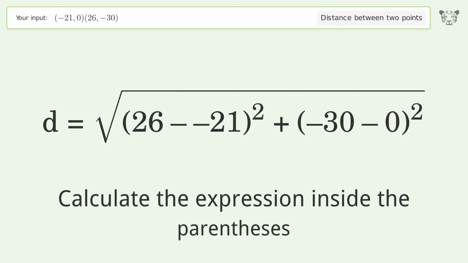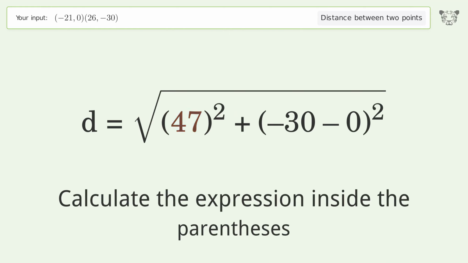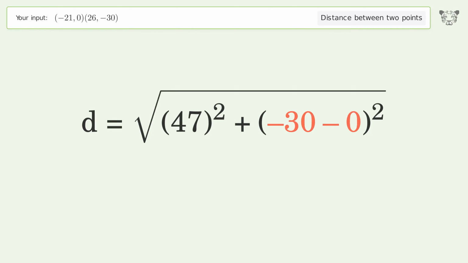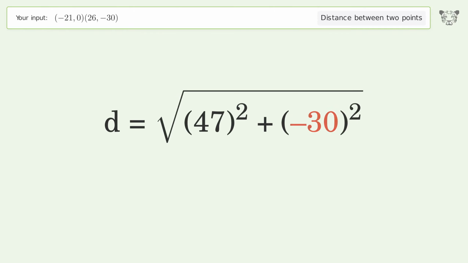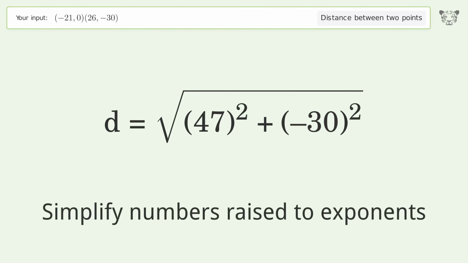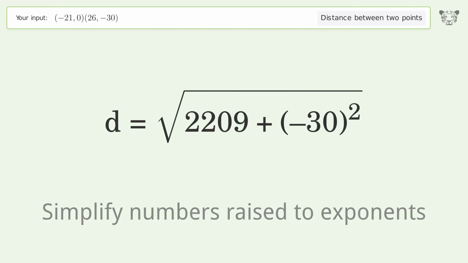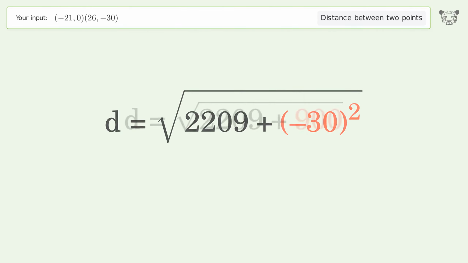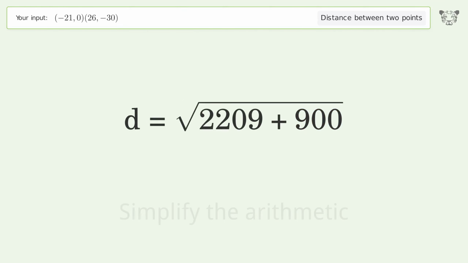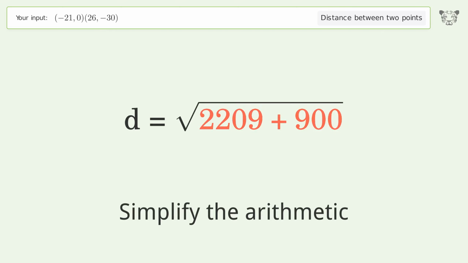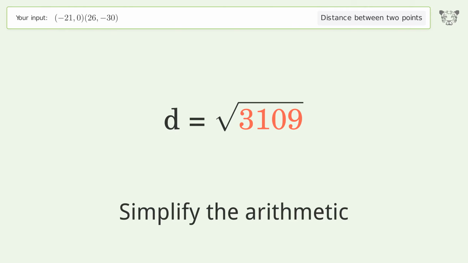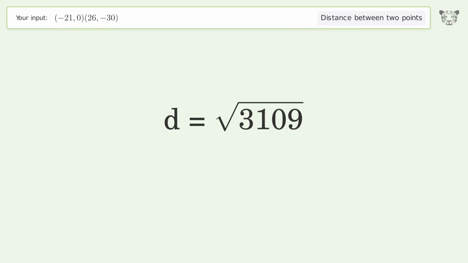Calculate the expression inside the parentheses. Simplify numbers raised to exponents. Simplify the arithmetic. And so the distance between the 2 points is the square root of 3109, or 55.758.